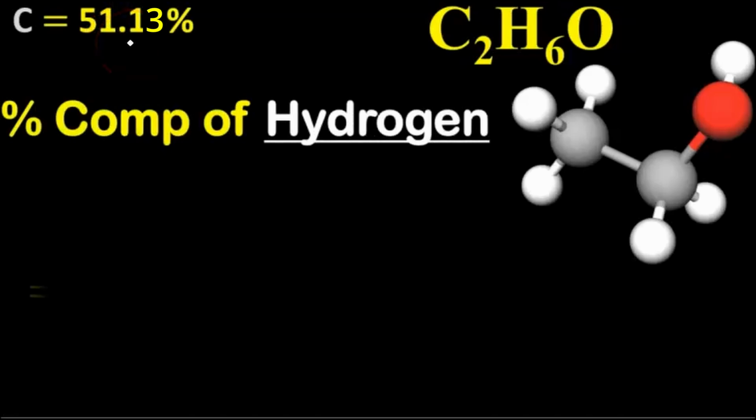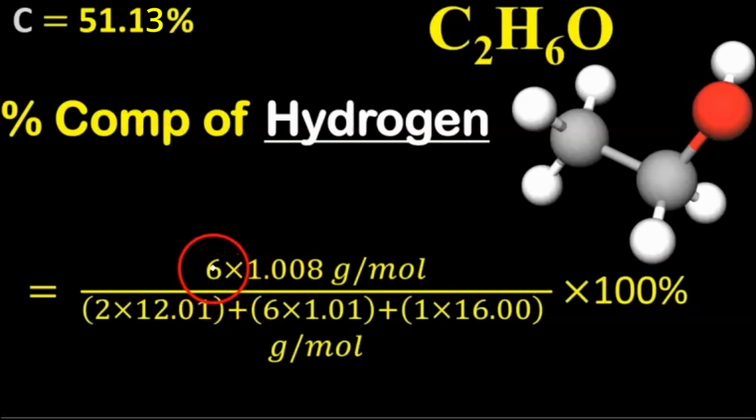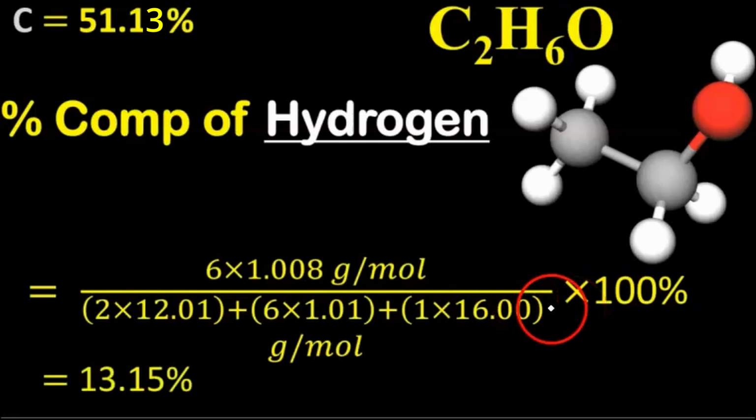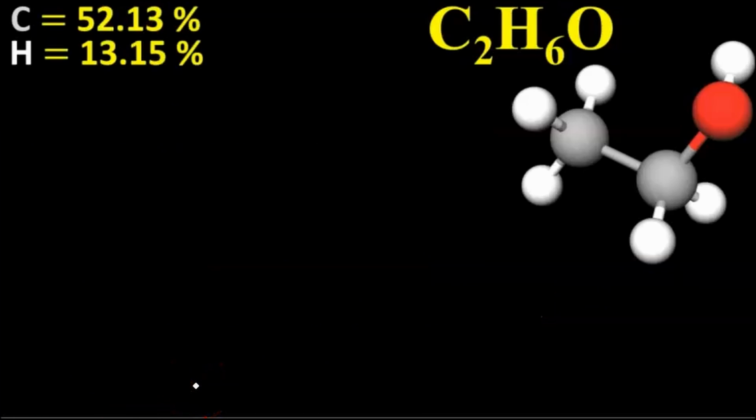Going to use the exact same equation. There's 6 hydrogens times the molar mass of hydrogen, divided by, again, the molar mass of the molecule. This is the same molar mass as what we did before, times 100%, which gives us a percent composition of hydrogen of 13.15%. Okay, so we'll put that on the top left corner.